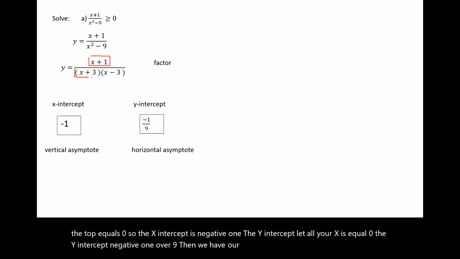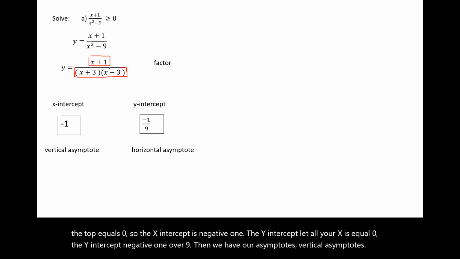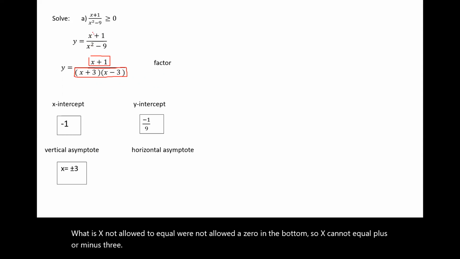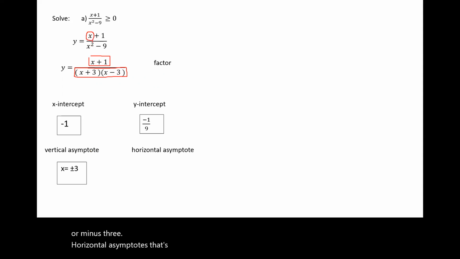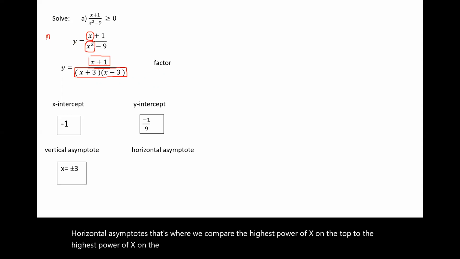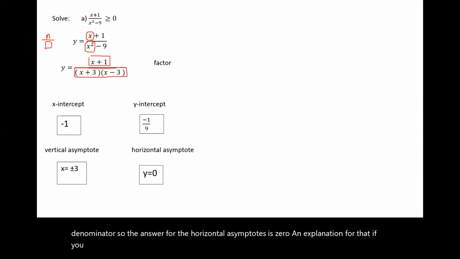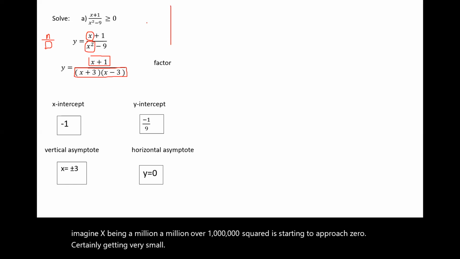Vertical asymptote. What is x not allowed to equal? We're not allowed a 0 in the bottom, so x cannot equal plus or minus 3. Horizontal asymptote, that's where we compare the highest power of x on the top to the highest power of x on the bottom. In this case, our numerator is much smaller than the denominator. So the answer for the horizontal asymptote is 0. An explanation for that: if you imagine x being 1,000,000, 1,000,000 over 1,000,000 squared is starting to approach 0, certainly getting very small. Let's draw a very rough sketch of this graph.